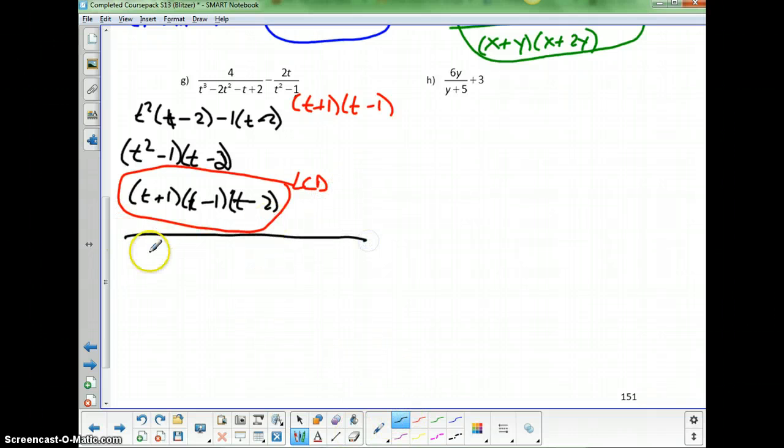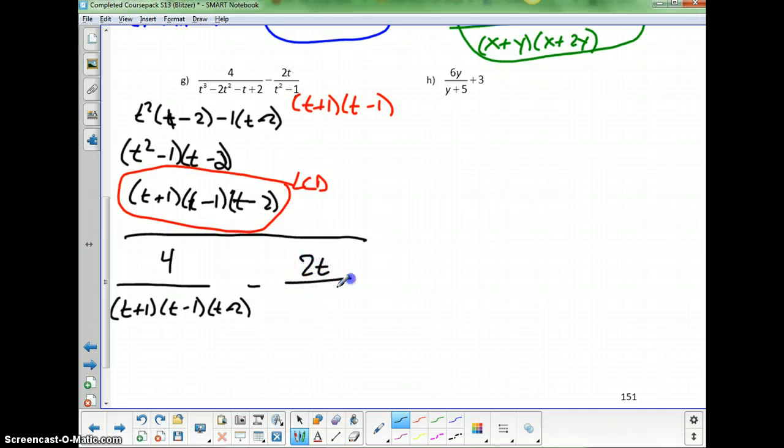So let's rewrite. The first one is 4 over t plus 1, t minus 1, t minus 2. Already had everything from the common denominator. The second one is 2t over t plus 1, t minus 1. And I need to multiply by t minus 2 on top and bottom to get the common denominator.